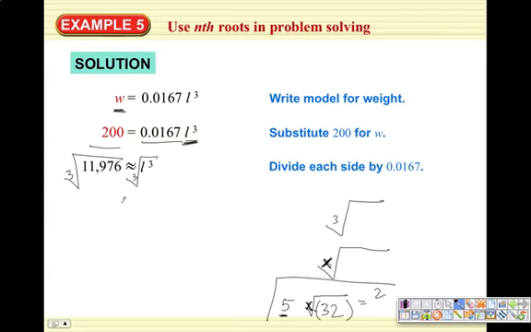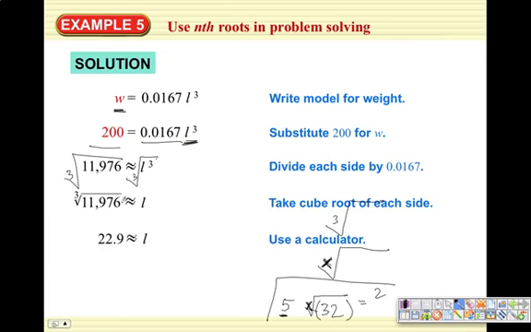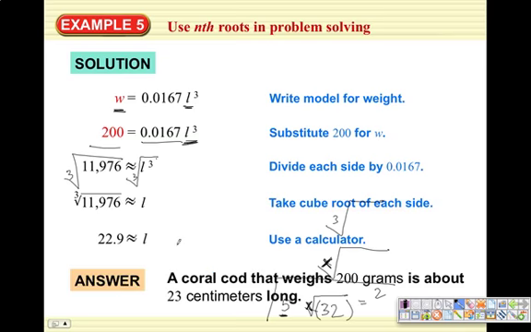So type that in your calculator. The cube root of 1,976 is 22.9 approximately. So what does that mean? We were looking for the length of the cod. So 22.9 centimeters long, or 23 they rounded up to. Okay, so that's how we're using roots to solve equations, to solve word problems.